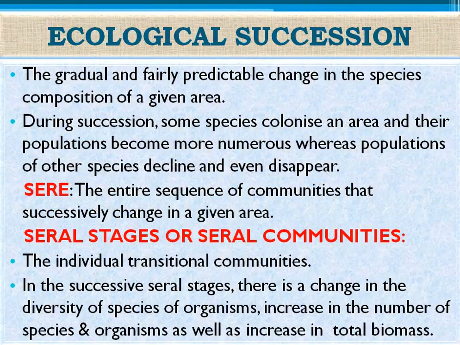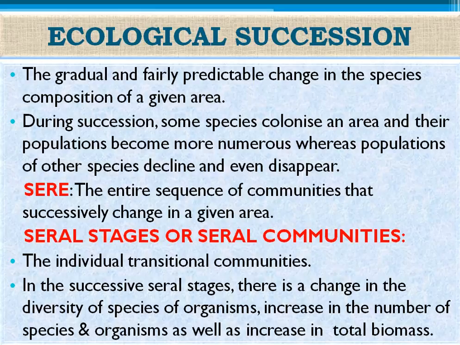Second topic is ecological succession from chapter 14, that is ecosystem. Ecological succession is gradual and fairly predictable change in the species composition of a given area. During succession, some species colonize an area and their populations become more numerous, whereas populations of other species decline and even disappear. Sere. The entire sequence of communities that successively change in a given area is called sere. Seral stages or seral communities. The individual transitional communities are called seral stages or seral communities.